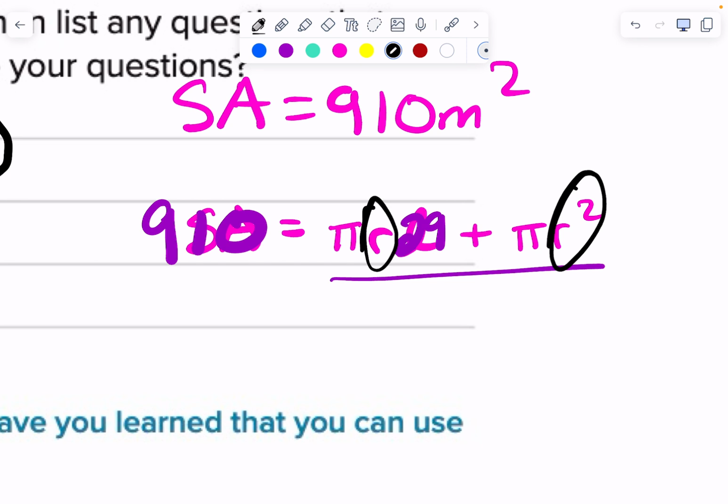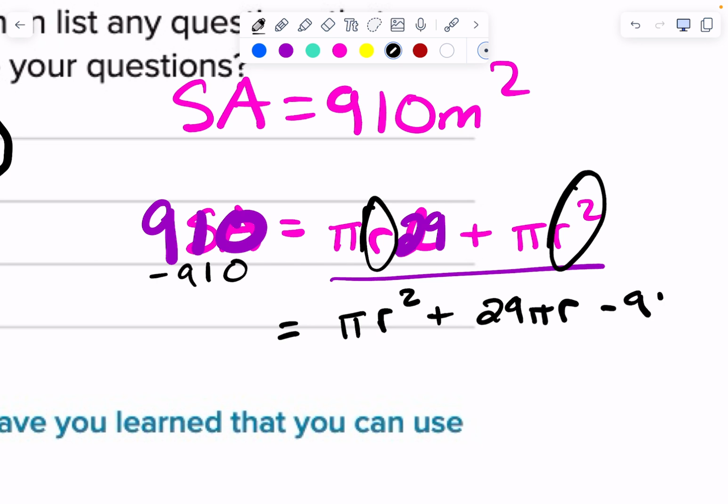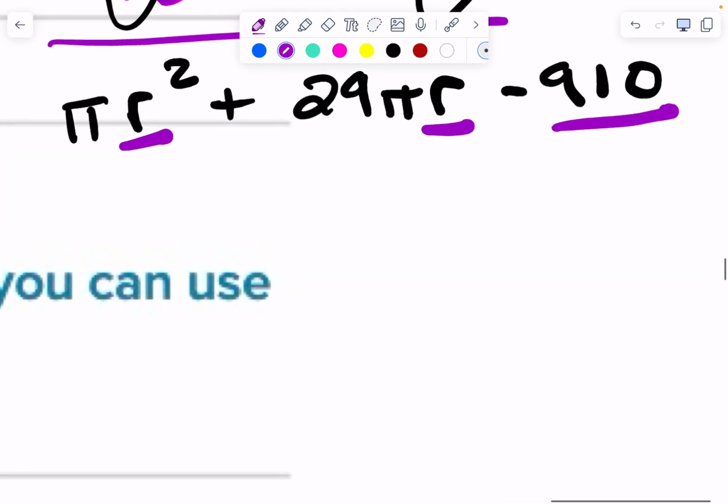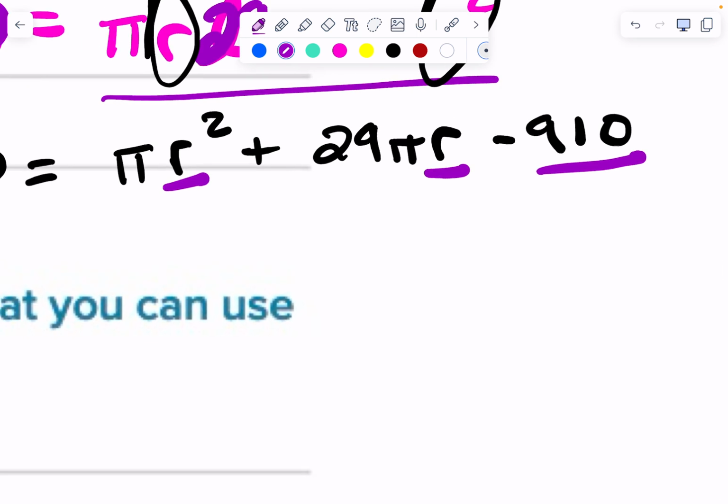Okay, this one is a really tough problem. Are you ready? I'll show you how to do this. I'm going to put this in order. I'm going to make this pi R squared plus 29 pi R. I'm going to subtract 910 so that it's over here at negative 910, set equal to 0. Does this look like a quadratic function? R squared, R, and a number. How do I solve it if it's a quadratic function?